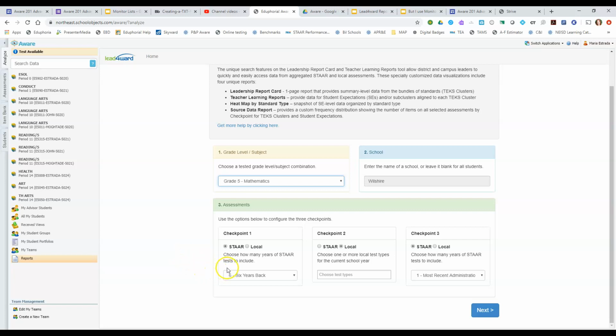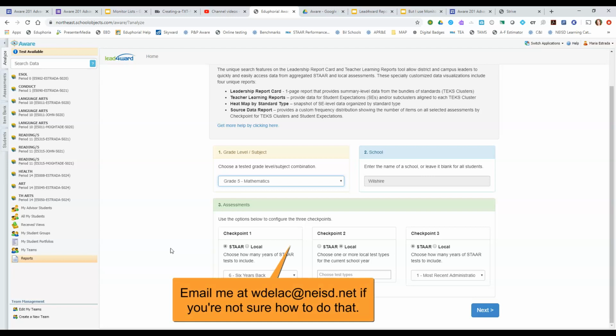So you can choose to differentiate between STAR or local assessments. And by local, we mean any of your campus level assessments or district benchmarks or district unit assessments, anything that you have in Aware. The only thing that you cannot get, I believe, is you probably cannot use your teacher test data for this report. So just a little plug there to convert those teacher tests to team tests.